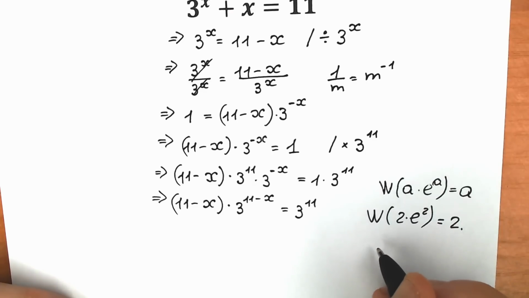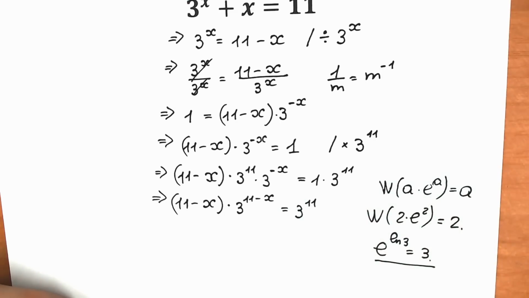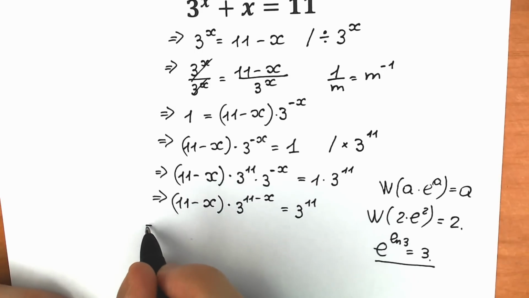So instead, in terms of these 3, let's write e to the power natural log 3. This is equal to 3, in terms of natural log. We can easily cancel this e and this natural log 3. So right now, instead of this 3, let's write e to the power natural log 3. Let's do this right now.